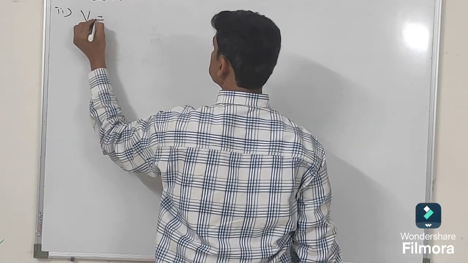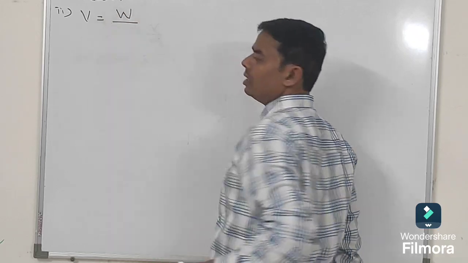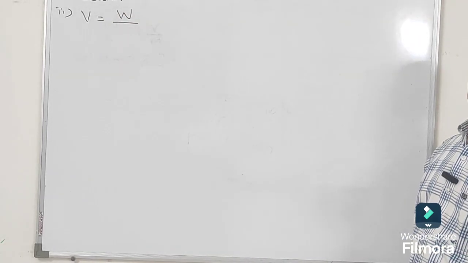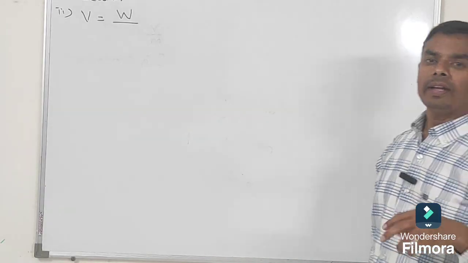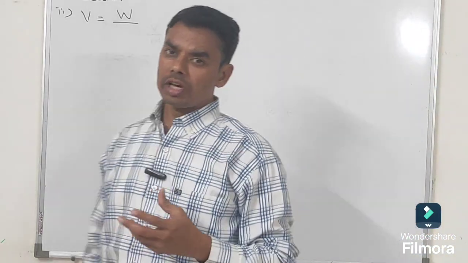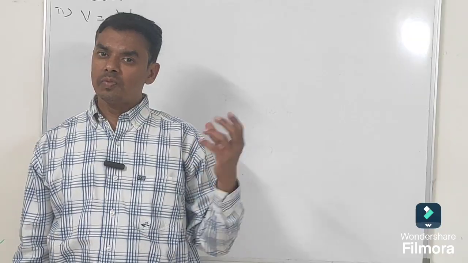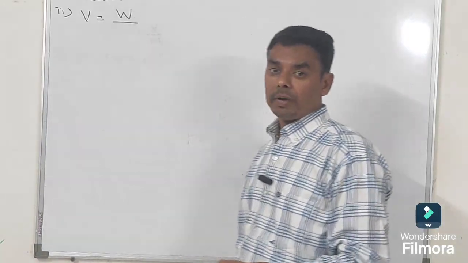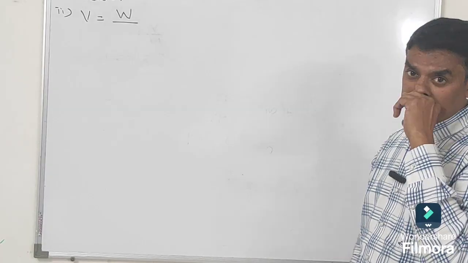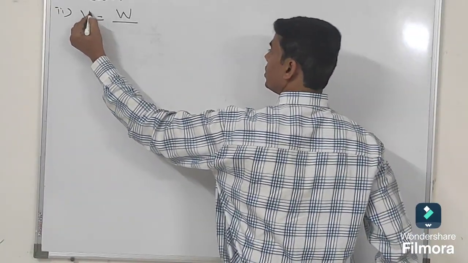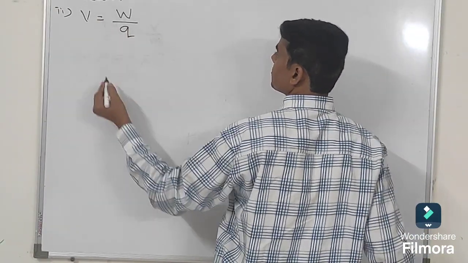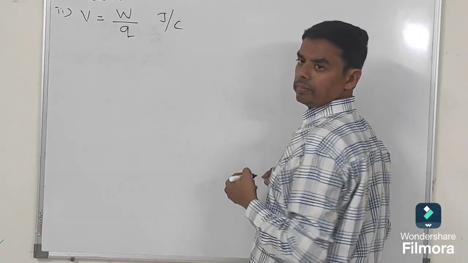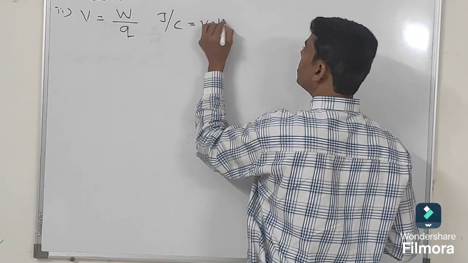Second, electric potential is defined as work done in order to bring unit positive charge from infinity to that point. Suppose that we are going to define electric potential at any point due to charge q, then it is defined as work done in order to bring unit positive charge from infinity to that particular point where we are going to find electric potential. So electric potential is work upon charge. Its unit is joule per coulomb. It is called Volt.